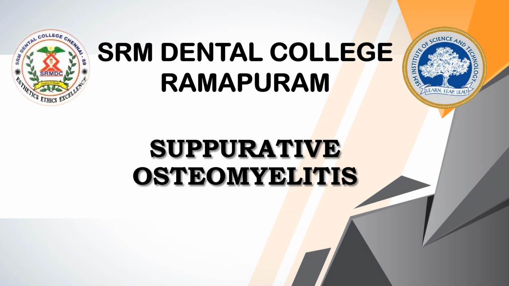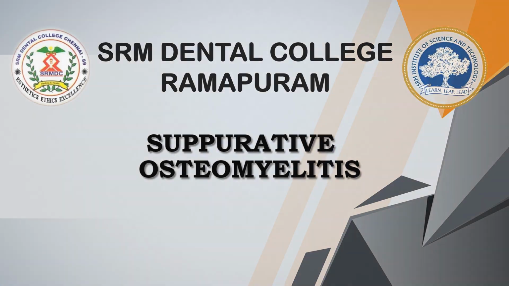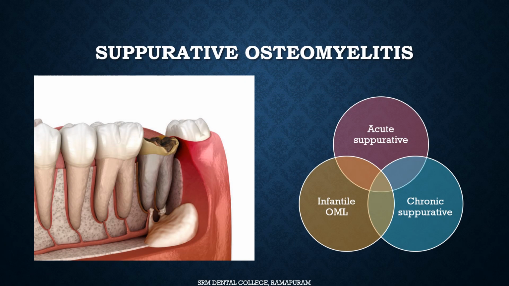Good morning. Today's class is going to be about suppurative osteomyelitis. So what is osteomyelitis? Osteo refers to the bone, myel refers to the bone marrow, and itis refers to inflammation. So basically, osteomyelitis refers to the inflammation of bone and its marrow contents. Suppuration basically refers to pus formation.